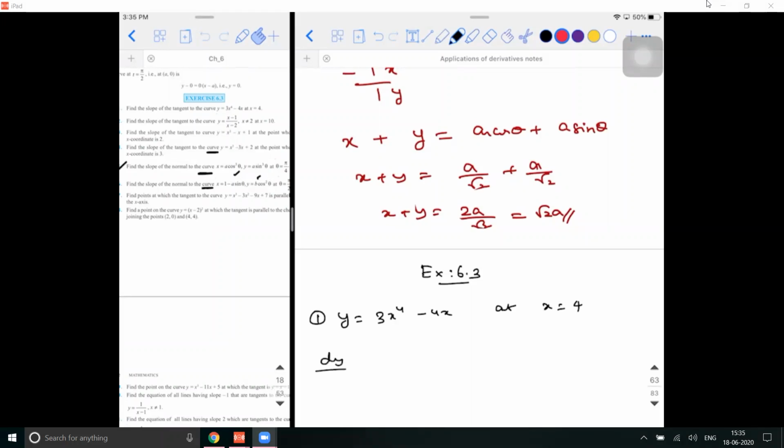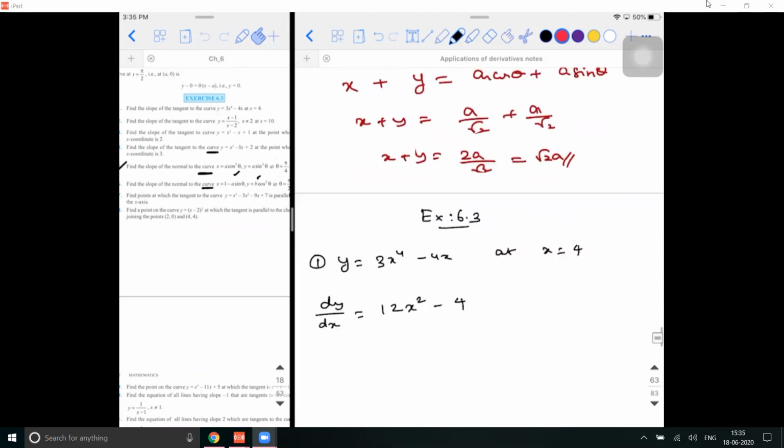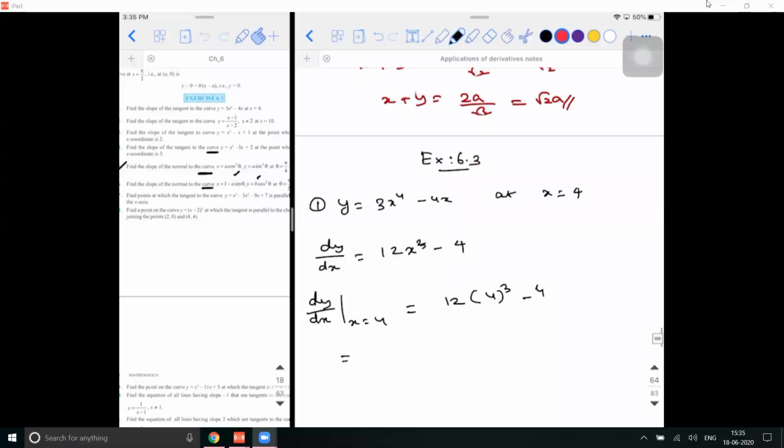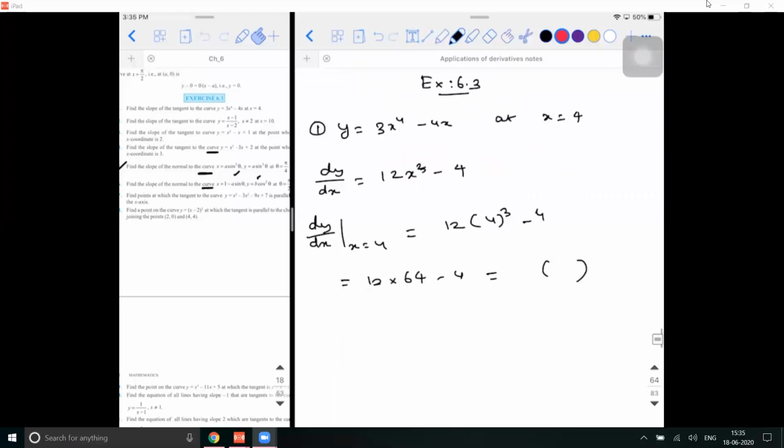So dy by dx, right? So dy by dx will be 12x square minus 4. Sorry, 12x cube minus 4. So dy by dx at x is equal to 4 is going to give us 12 into 4 cube minus 4. So 12 into 4 cube is 64 minus 4. Whatever is the answer, calculation part I am leaving it to you.